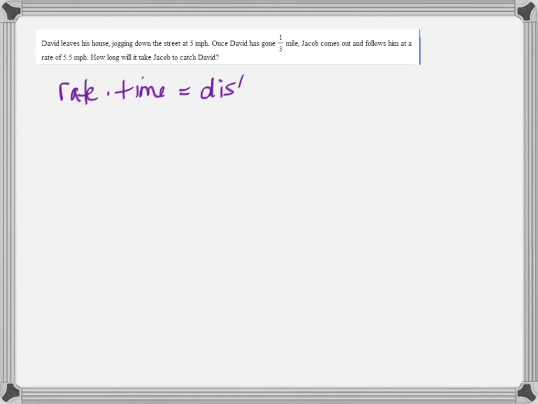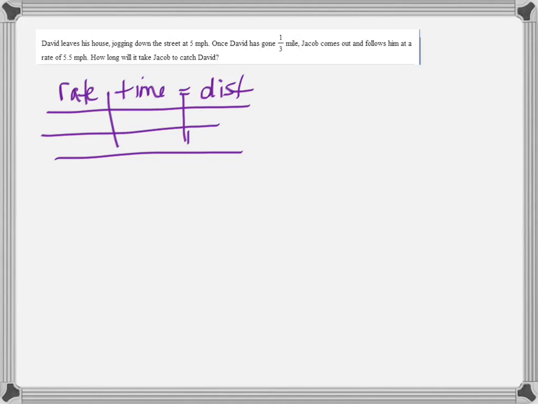All right, it says David leaves his house jogging down the street at 5 miles an hour. And then once David's gone a third of a mile, Jacob comes out and starts running at a rate of 5.5 miles an hour. The part that says following is a little confusing, but they're going to eventually meet up. And then it says, how long will it take Jacob to catch David?